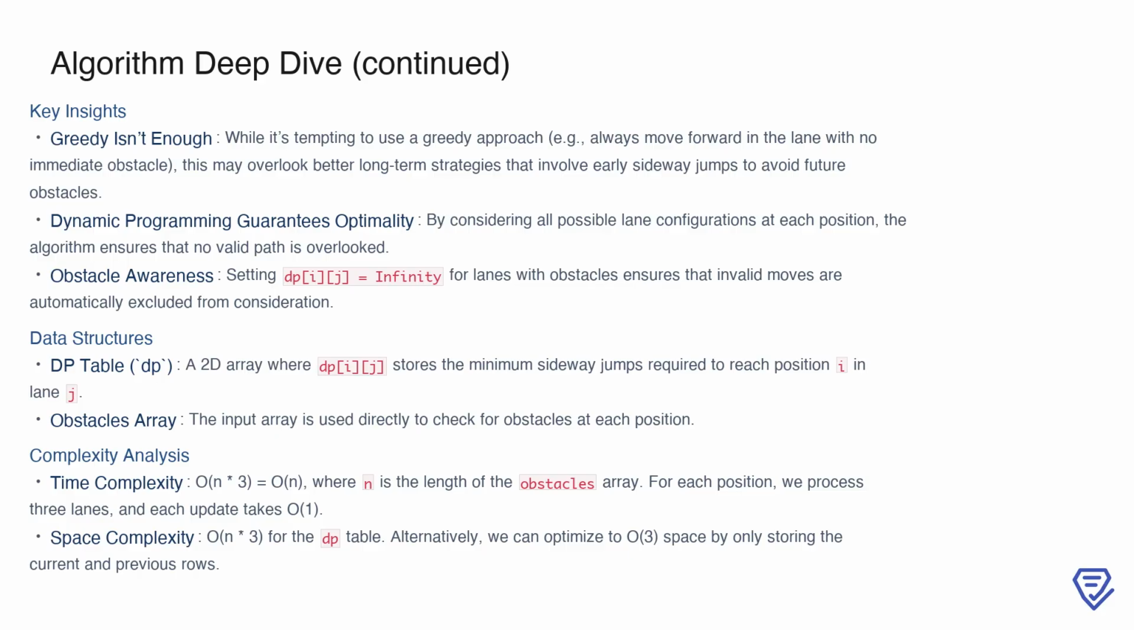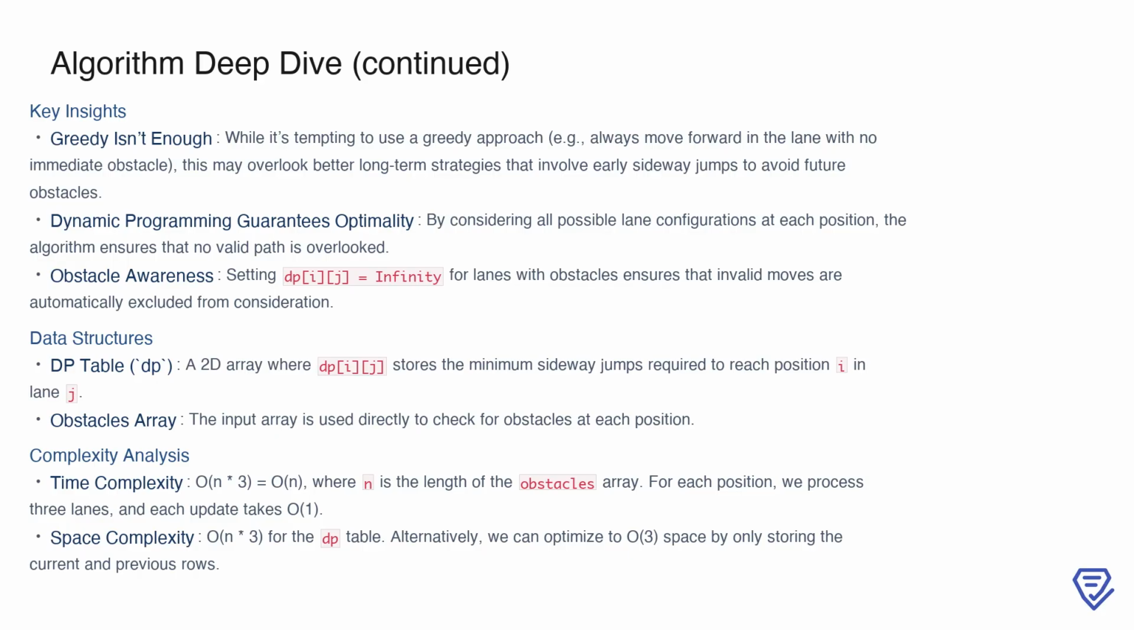Another critical point is obstacle awareness. By setting dp[i][j] to infinity for lanes with obstacles, the algorithm effectively excludes invalid moves. This prevents us from considering paths that are impossible due to blocked lanes. The main data structures involved are the dp table, which stores the minimum sideway jumps for each position in lane, and the input obstacles array, which is used to check lane availability.